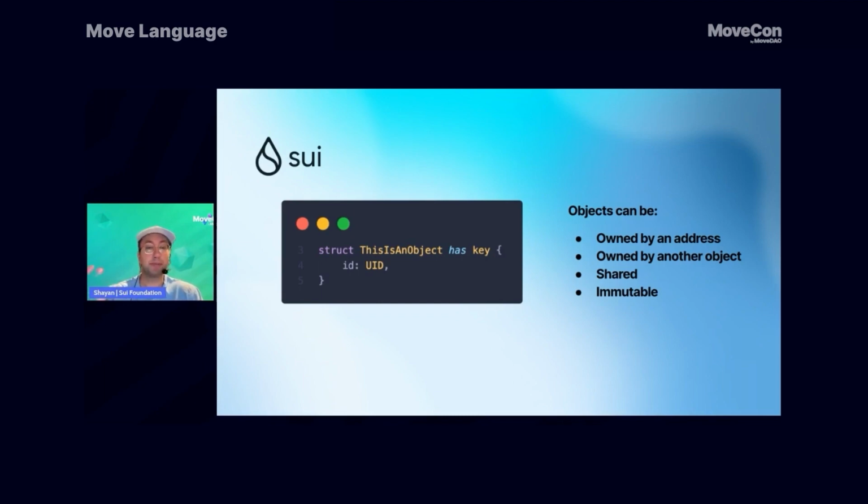Objects can be shared. Shared objects are really big because there's a distinction in Sui between single writer objects and shared objects, and we'll talk about that in a bit. And then immutable objects, which essentially means a shared object that no one else can mutate.